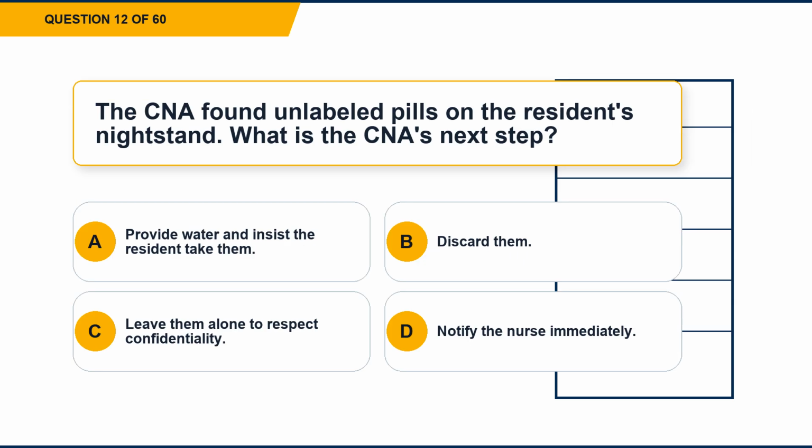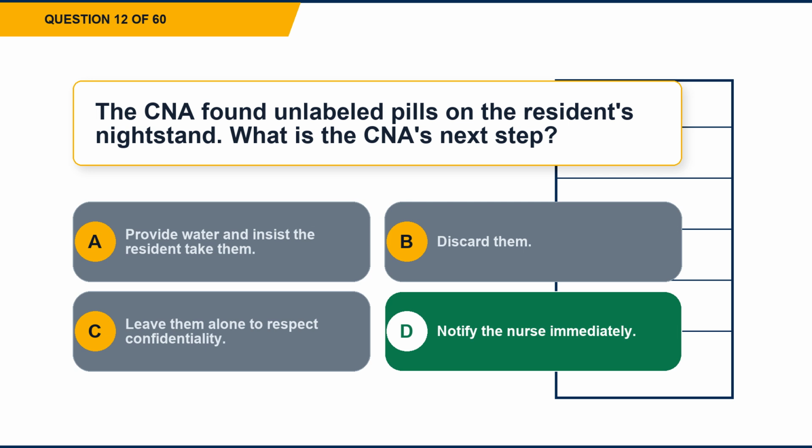Question 12. The CNA found unlabeled pills on the resident's nightstand. What is the CNA's next step? Option A, provide water and insist the resident take them. Option B, discard them. Option C, leave them alone to respect confidentiality. Option D, notify the nurse immediately. The correct answer is option D, notify the nurse immediately.